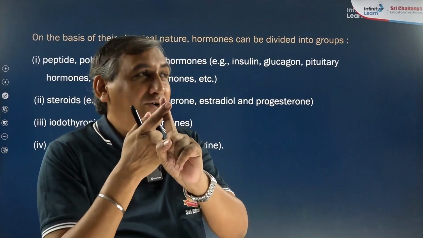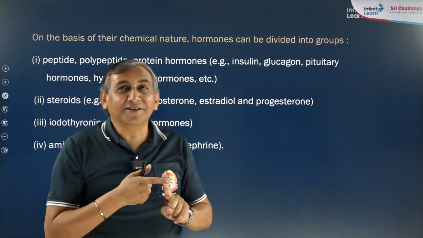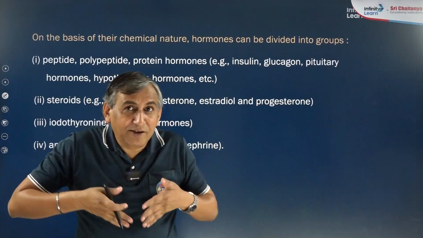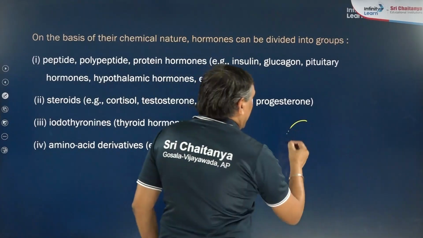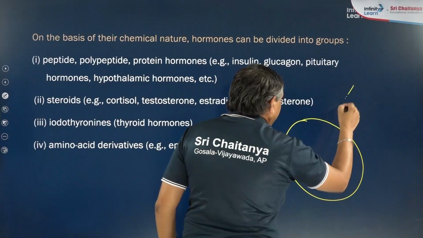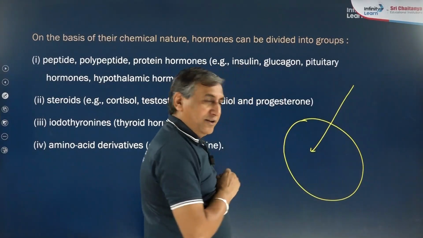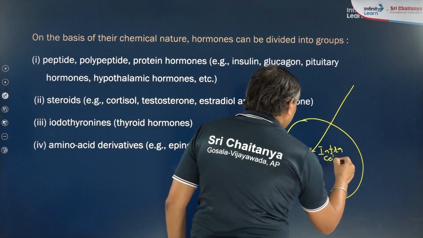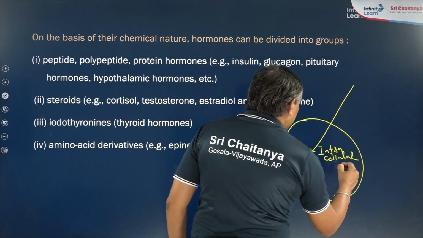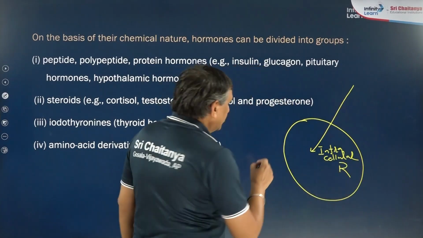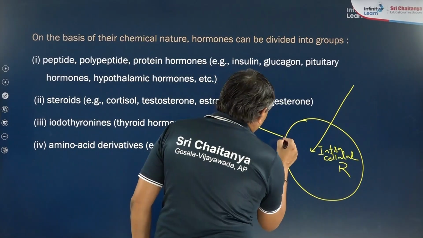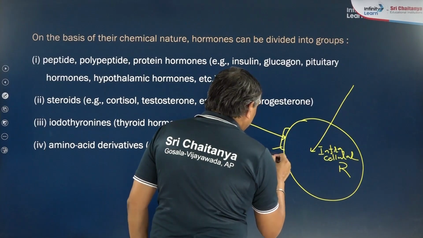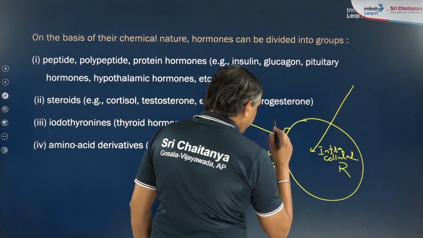So now you are able to give the answer. The hormones that are lipid soluble will directly enter the cell. They will work through the intracellular receptor. Whereas the hormones that are not lipid soluble, they are water soluble, will work with the extracellular receptor. Are you getting?